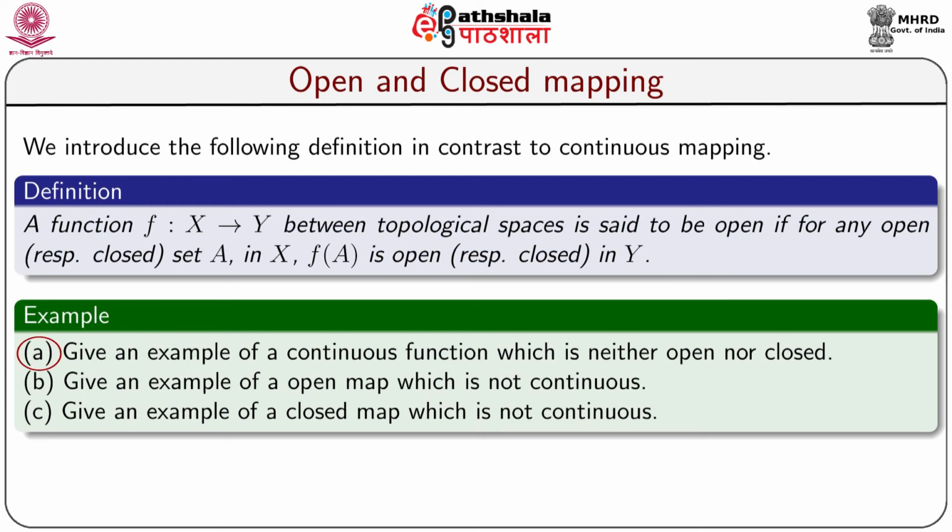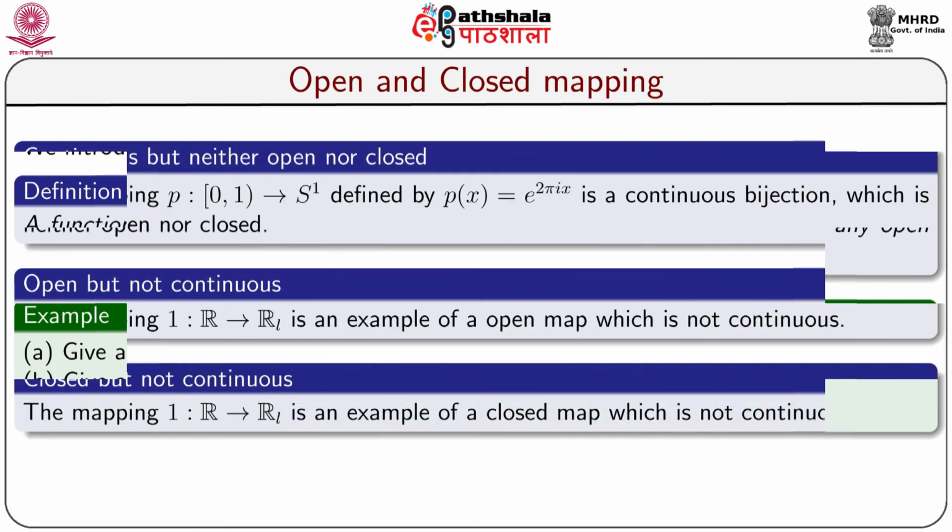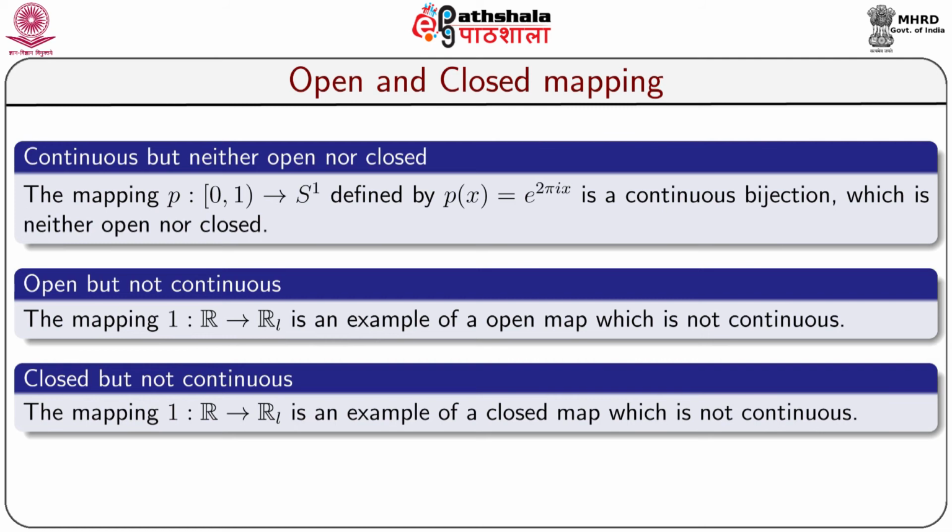An example of a continuous function which is neither open nor closed. An example of an open map which is not continuous. An example of a closed map which is not continuous. Let us first solve this, the continuous mapping which is neither open nor closed. This is an extremely important example for geometric view also. This mapping will be also needed in algebraic topology.